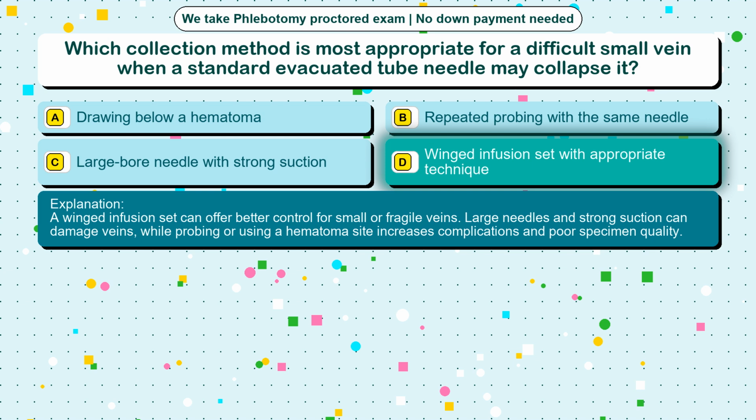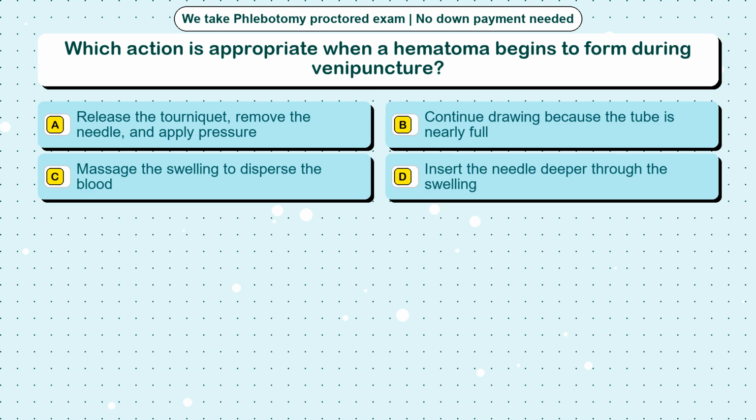Question 39. Which action is appropriate when a hematoma begins to form during venipuncture? Option A. Release the tourniquet, remove the needle, and apply pressure. Option B. Continue drawing because the tube is nearly full. Option C. Massage the swelling to disperse the blood. Option D. Insert the needle deeper through the swelling.